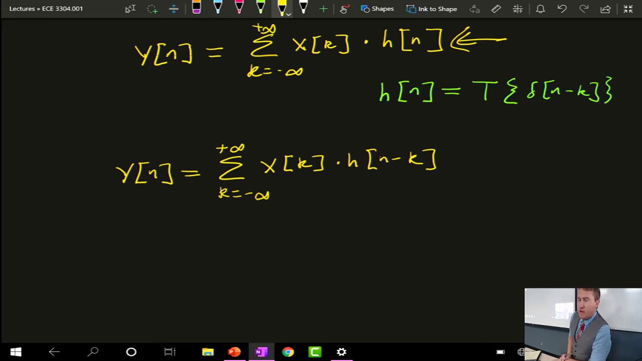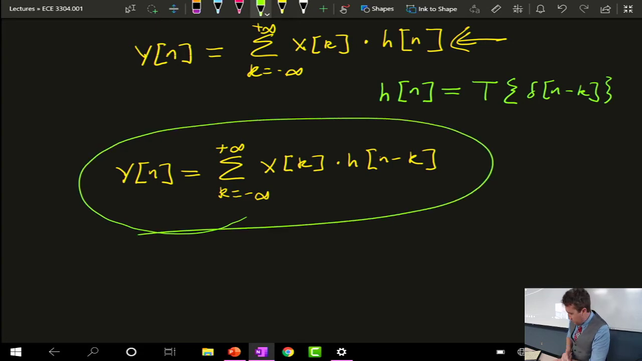You know, the integral of x of tau times something of x minus tau. That's our convolution. We call it the convolution sum, which really should be the title of this lecture.